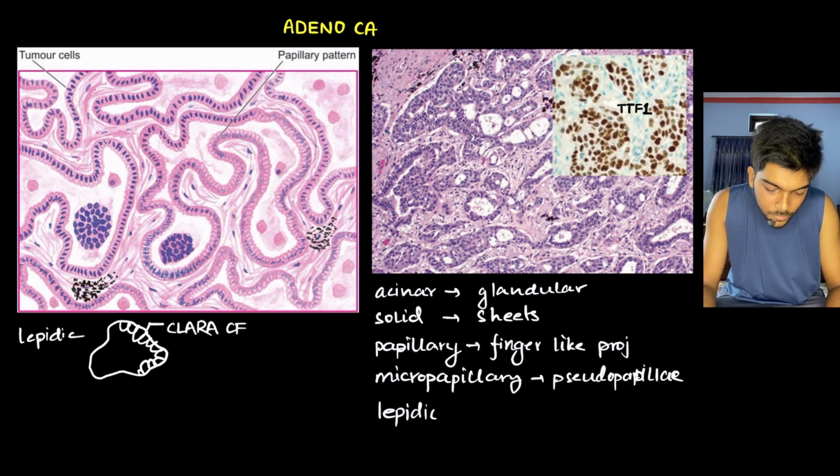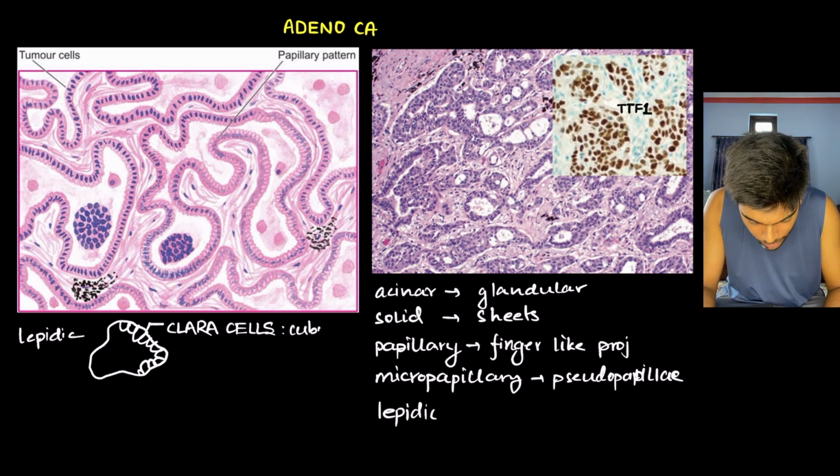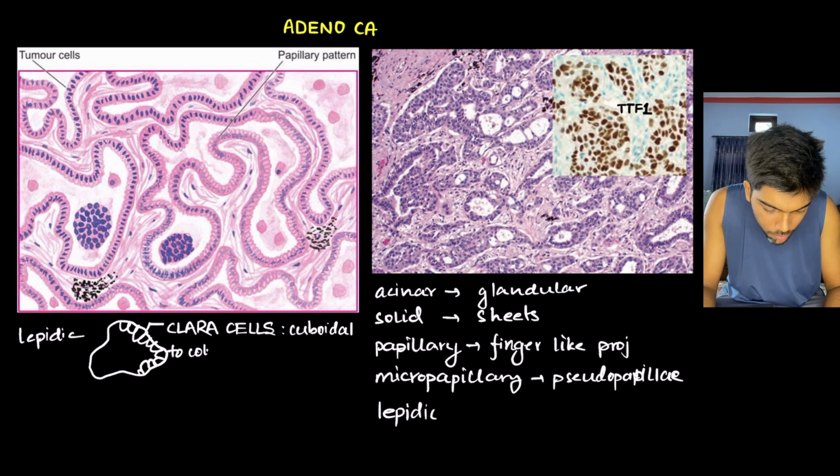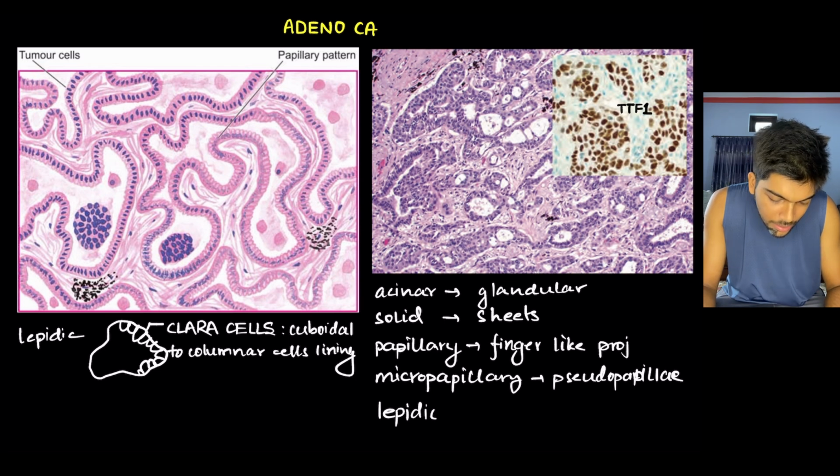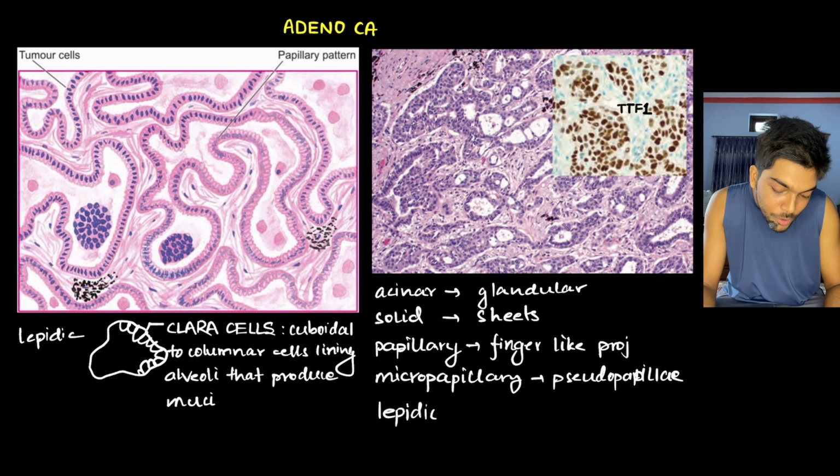cells. What are Clara cells? These are cuboidal to columnar cells lining alveoli that produce mucin. So these Clara cells, they produce mucin.